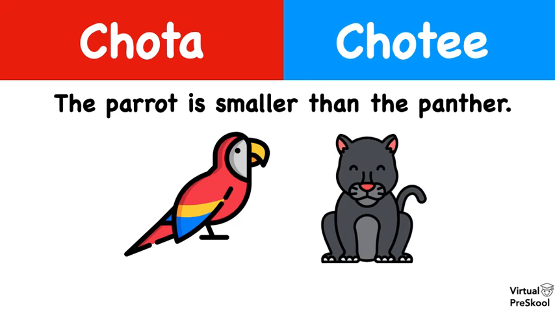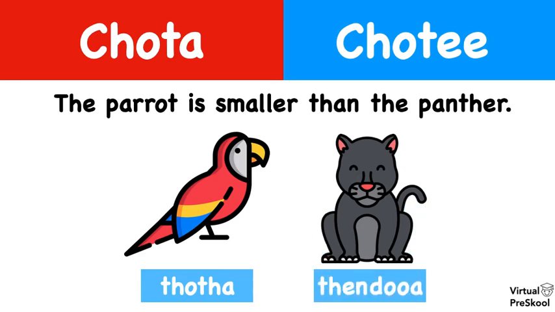Let's do another one. The parrot is smaller than the panther. We practice these words too. Do you remember them? Parrot is tota. Panther is tendua. So would we use chota or choti? Well, what's the sentence about? The parrot or the panther? The sentence is about the parrot, tota. So we would say chota. So put the sentence together. The parrot is smaller than the panther.